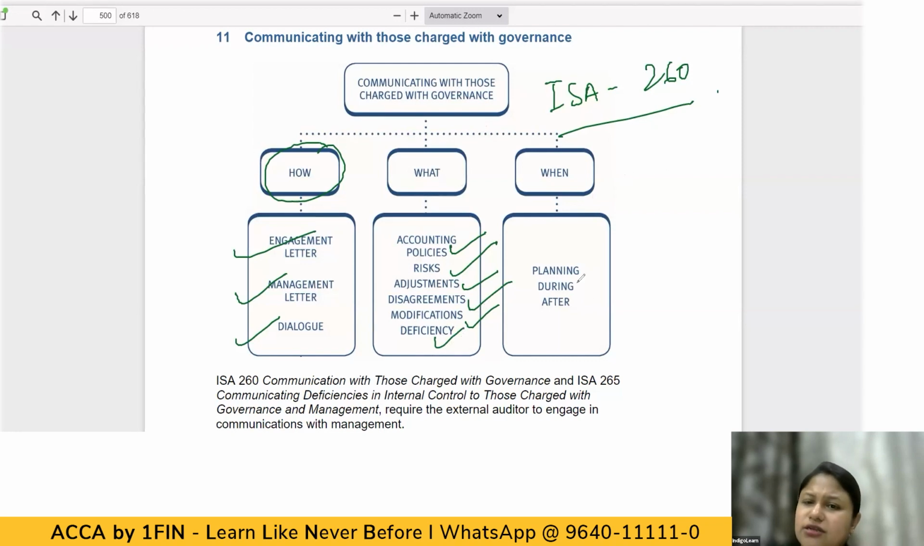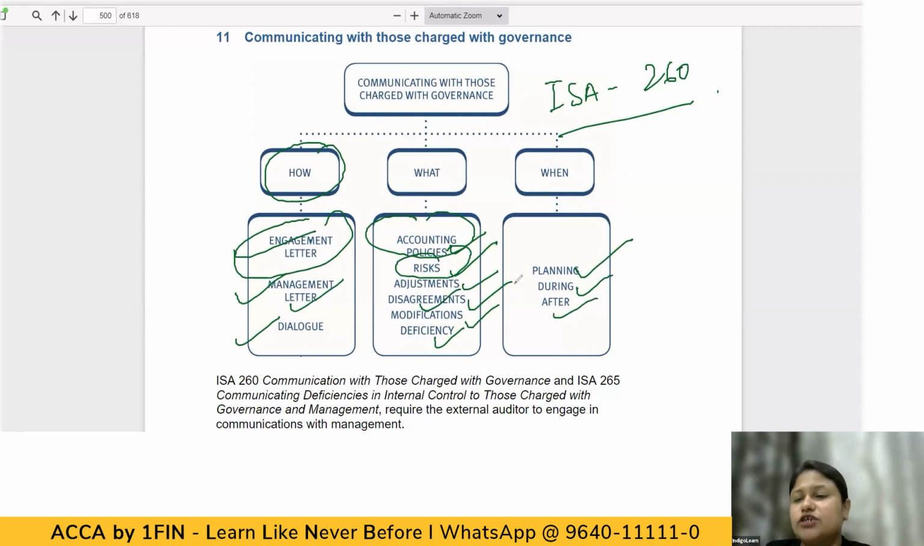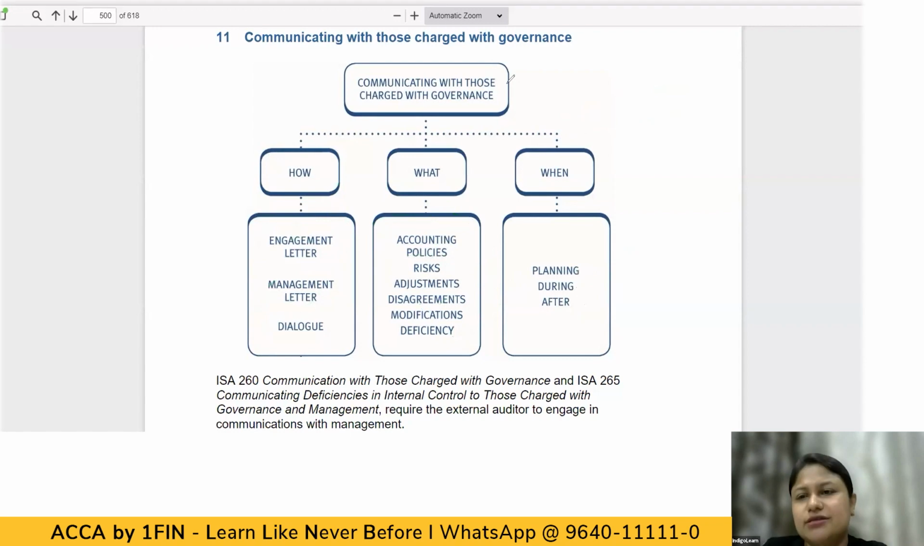When can you do the discussion? Either during the planning stage: the engagement letter, all of this we do at the time of planning, even accounting policies and risks we discuss during planning. During performance, we come across disagreements, management letters and all that. After the audit is completed, whatever deficiencies you identified and whatever modifications we are going to make, we have to talk to the TCWG, tell them about the proposed wording, what kind of modification there is, and what kind of reporting we are going to do. All of this we communicate with TCWG. So basically, this particular standard talks about what reporting is required by the auditor to be done with TCWG.